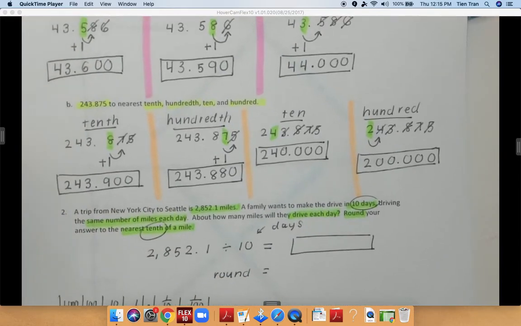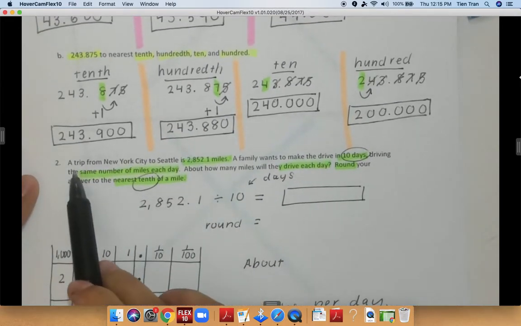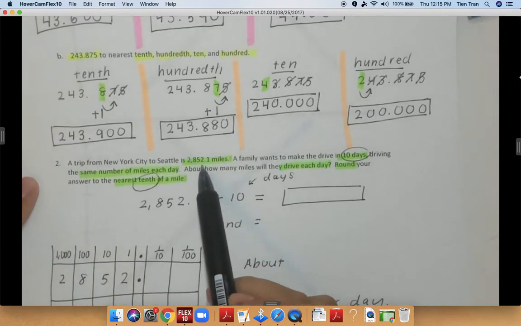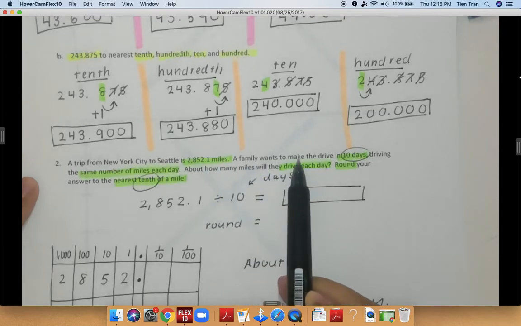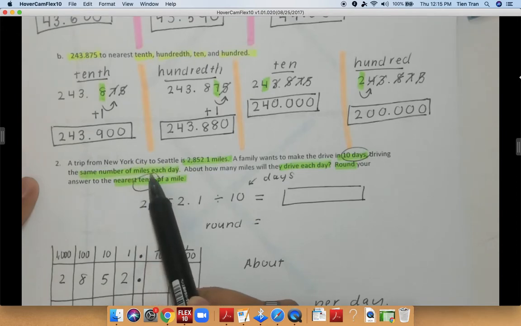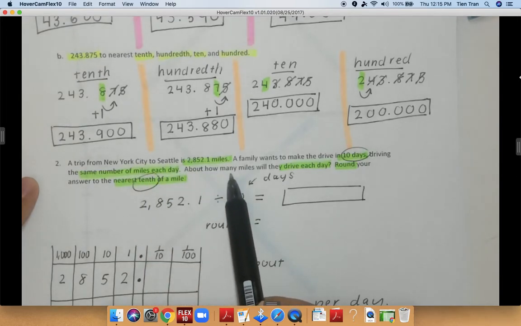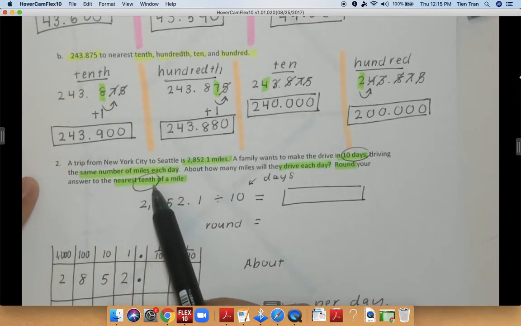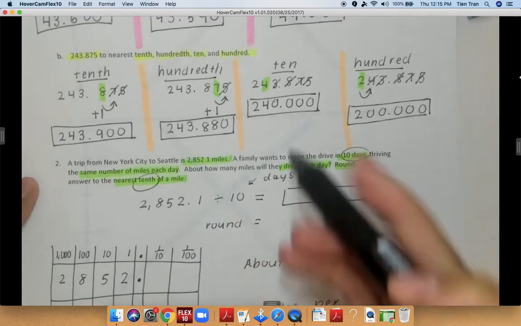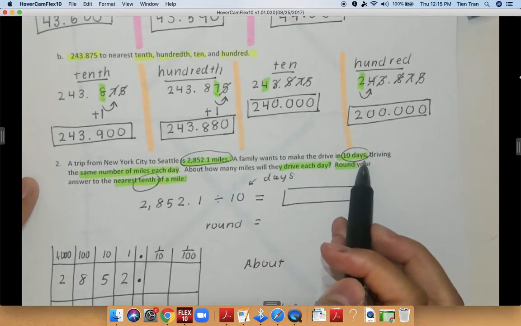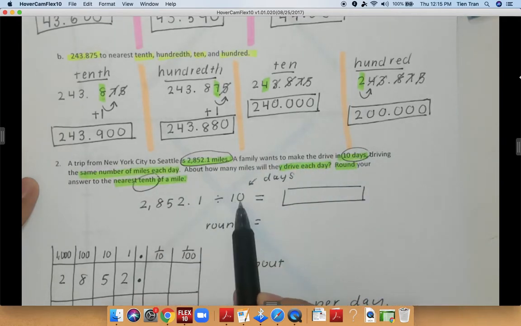Now, for problem number 2, it says here, a trip from New York City to Seattle is 2,852.1 miles. A family wants to make the drive in 10 days, driving the same number of miles each day. About how many miles will they drive each day? Round your answer to the nearest tenth of a mile. So the first thing here is I need to divide 2,852.1 miles into 10 days. So that means I'm going to divide it by 10.